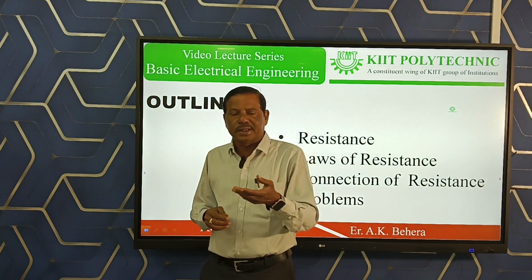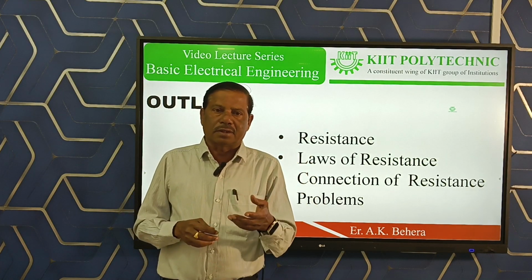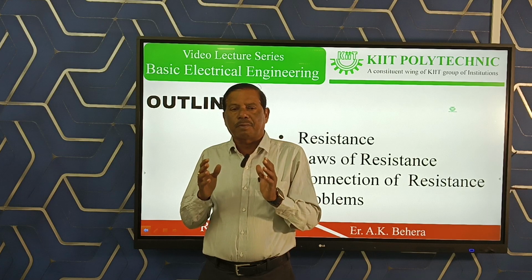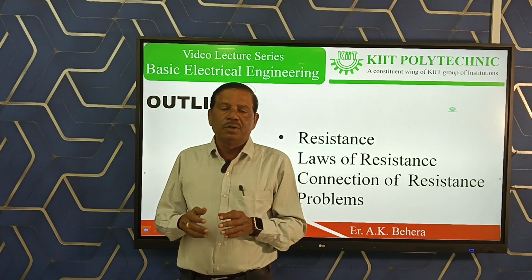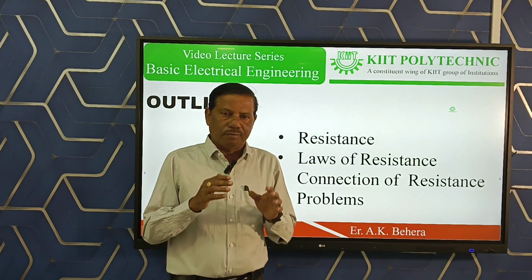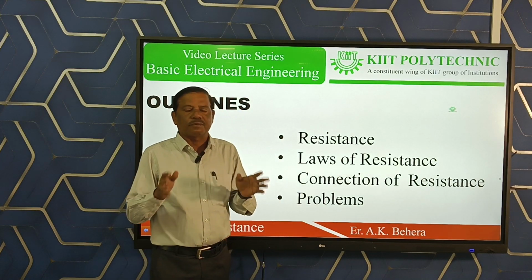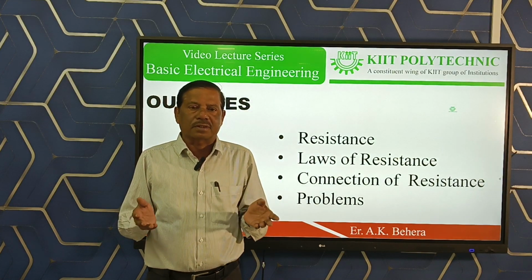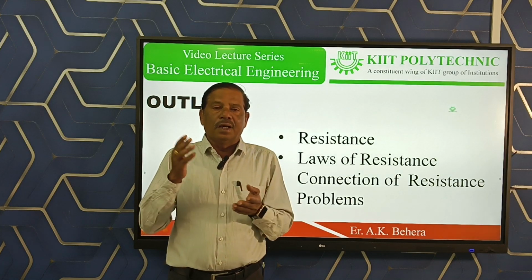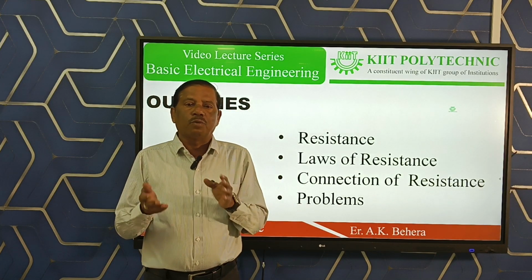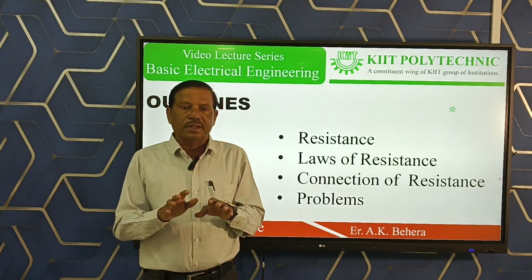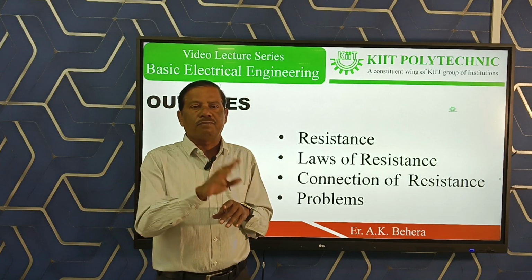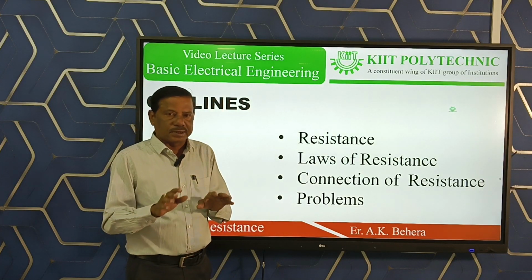So as a whole we can say that the resistance of a conductor can be defined as the property of the material by virtue of which it opposes the flow of current. It is the property of the material, meaning we have different types of conductors like copper, aluminum, silver, iron. Different materials have their own property of opposition. That's why it is defined as the property which opposes the flow of current, called its resistance.